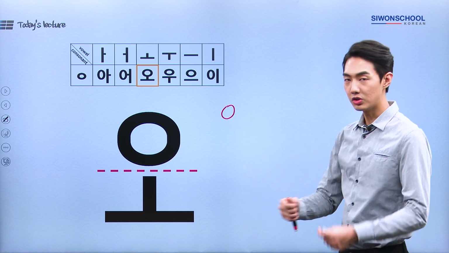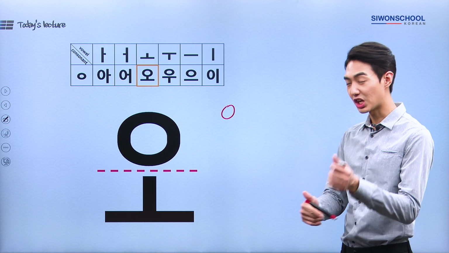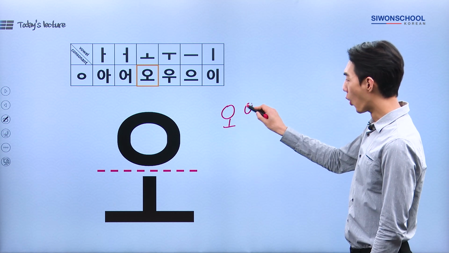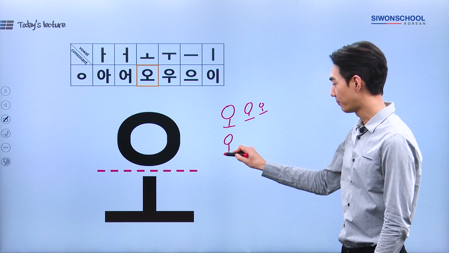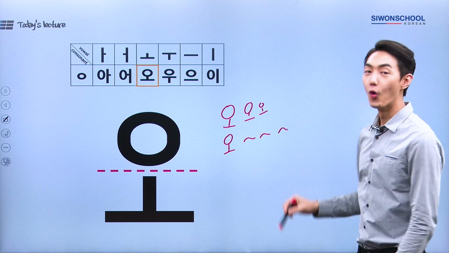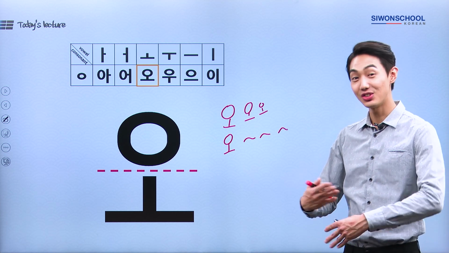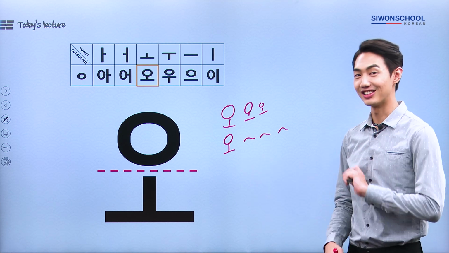Whenever you get used to Korean, you probably chat, right? We don't say ooh. No, we don't say that. How do we say it? We do this, and then give a little dash line. Once you get used to it, you can chat like this, okay?